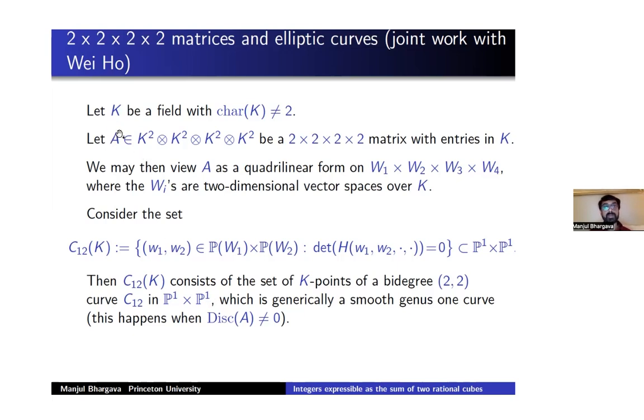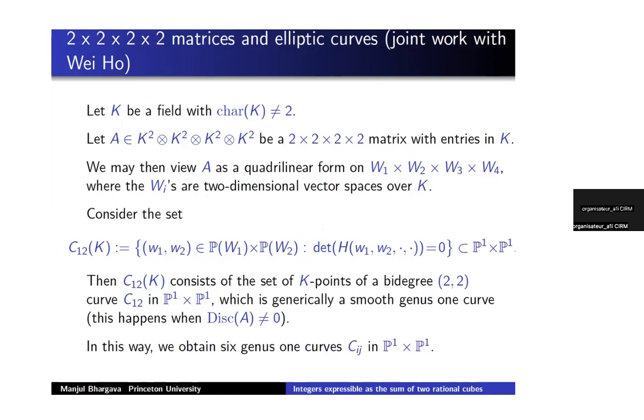And there's a notion of a discriminant of this 2x2x2x2 matrix. Let's assume that discriminant is non-zero. Then in that case, you get a smooth genus 1 curve. So this is a way of taking a 2x2x2x2 matrix and producing a genus 1 curve in P1 cross P1. And the way you make it is you look at all points in W1 cross W2 such that if you plug them into this quadrilinear form, you get a degenerate 2x2 matrix.